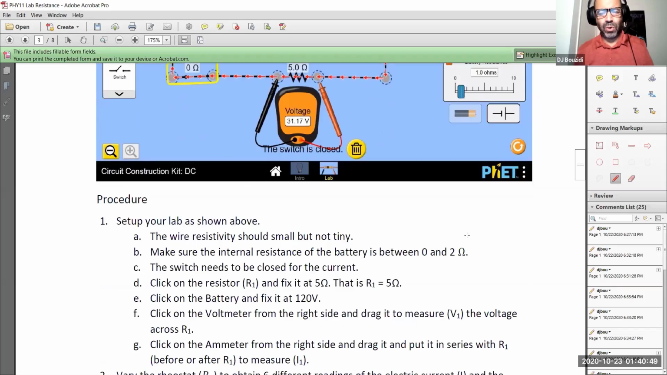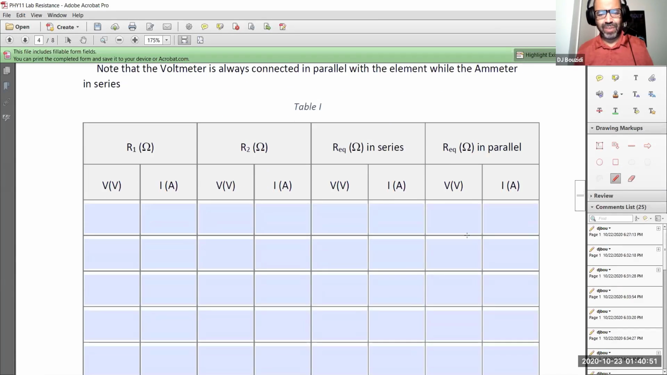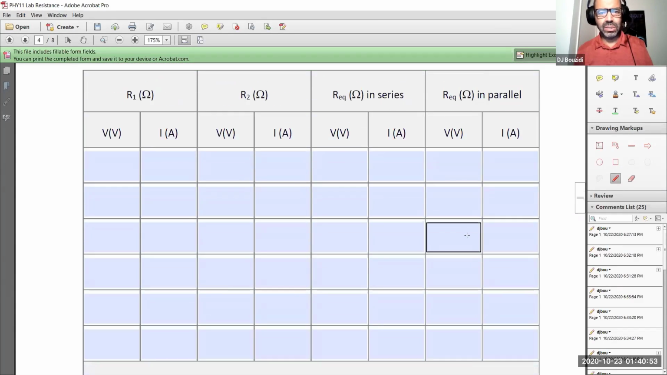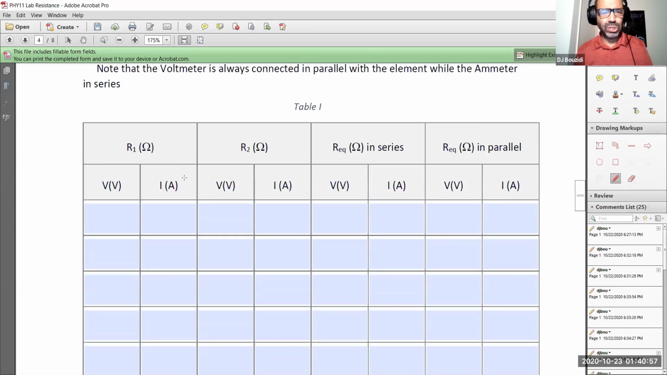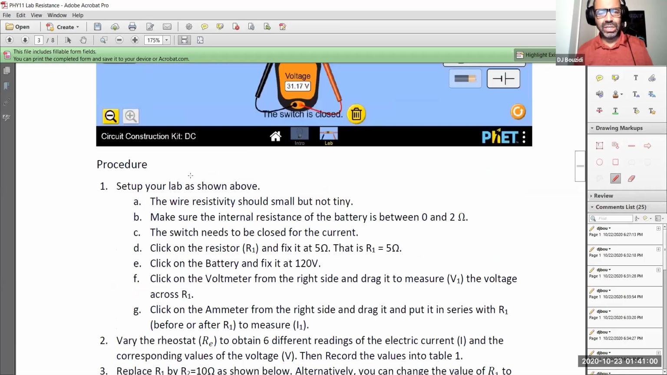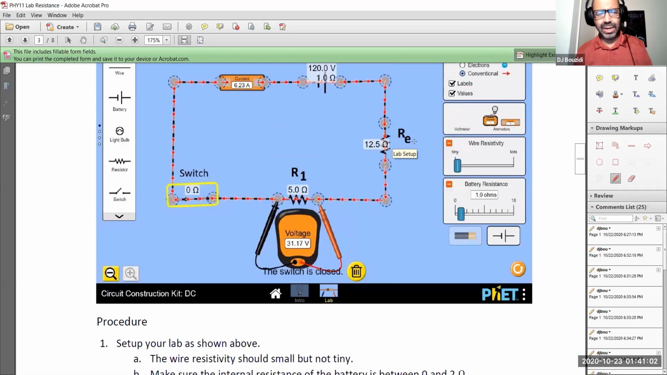The table calls for at least 6 different values of this resistance, this rheostat. When you change it, you're going to read the voltage each time. We're going to change the value of this thing in here, and each time you're going to read the current, how much current is flowing through the entire circuit, and how much voltage across this 5 ohm. You don't change the 5 ohm. You leave it as is.